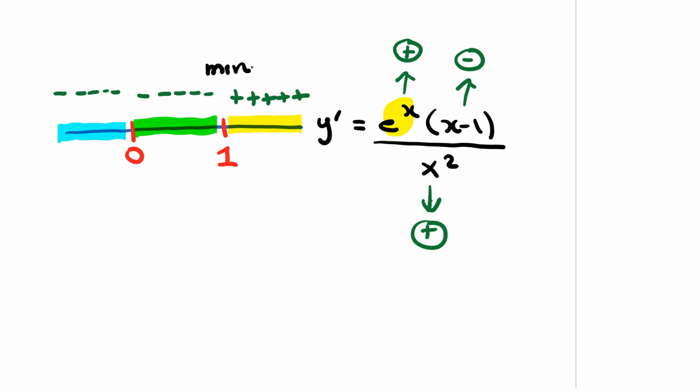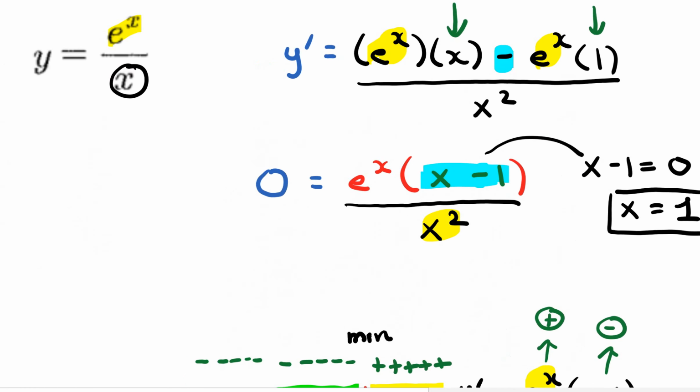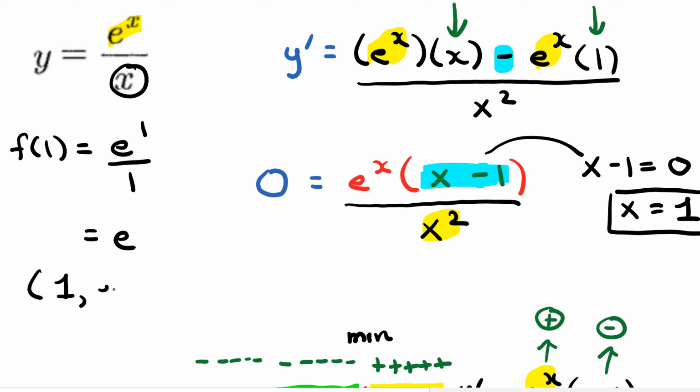All right, so how do we find the y value? Well, we take this x value here, our critical point, and we go back to the original problem here, and we evaluate f of 1. Well, what's f of 1? Well, that's e to the 1 divided by 1, which equals e. So basically, we have a minimum at the point 1 comma e. Here is our minimum. Sorry, I'll say minimum value, min value.